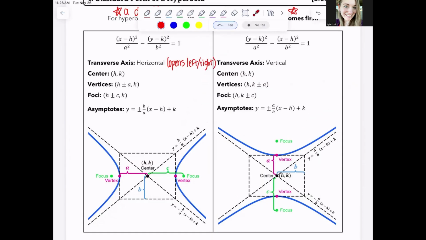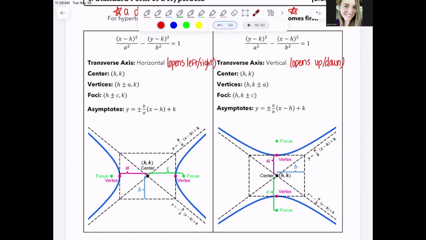On the other side here, when Y comes first, then we say we have a vertical transverse axis. So you can imagine this thing is opening up over a vertical axis. So if Y comes first, the hyperbola opens up/down, which is nice, right? Because the y-axis goes up and down, and the x-axis goes left to right. So if x comes first, it opens left and right. If y comes first, it opens up and down. Center is at h comma k.